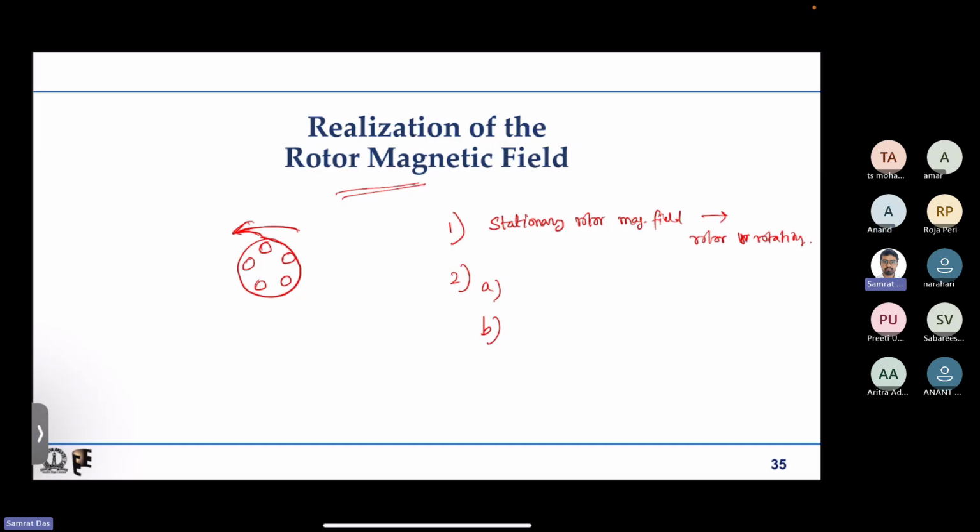No, stationary. In all cases, the induced EMF will be e = dφ/dt. Yes, EMF will be induced. But if I discuss a stationary magnetic field, again it will go to the transformer topic.